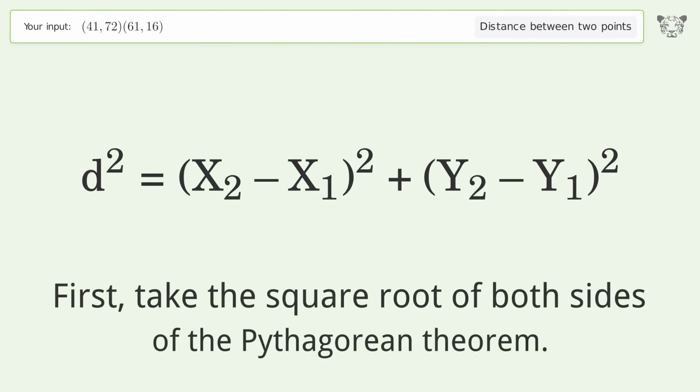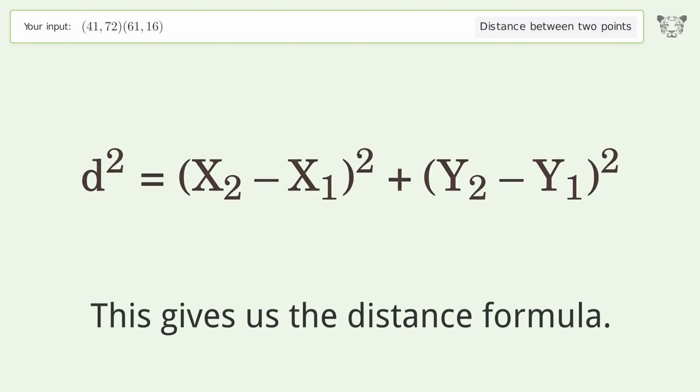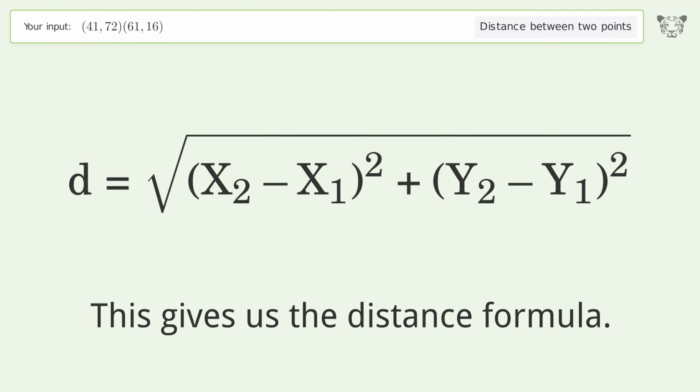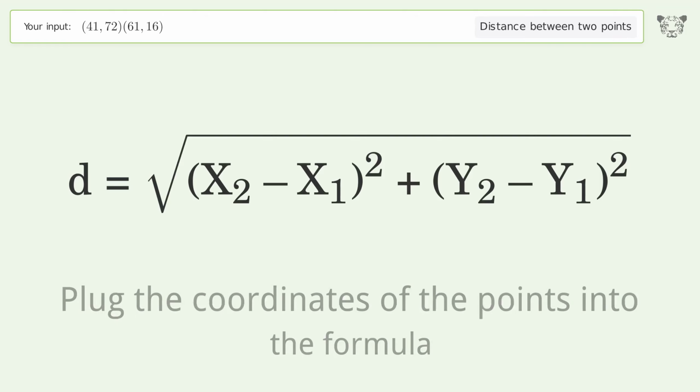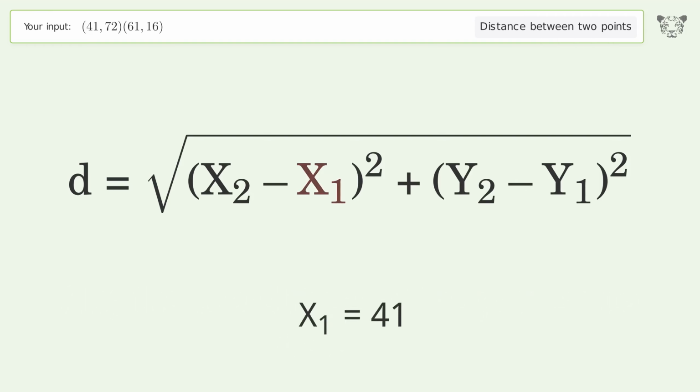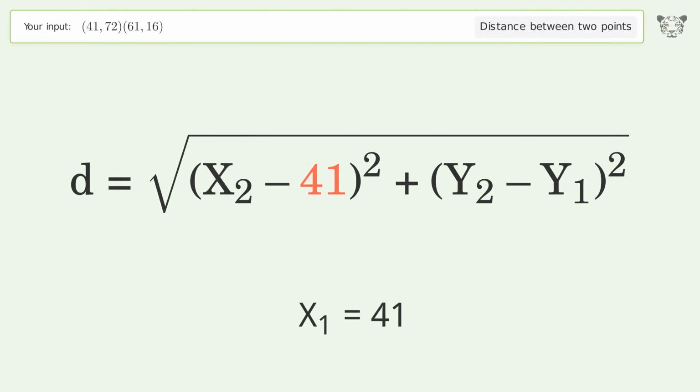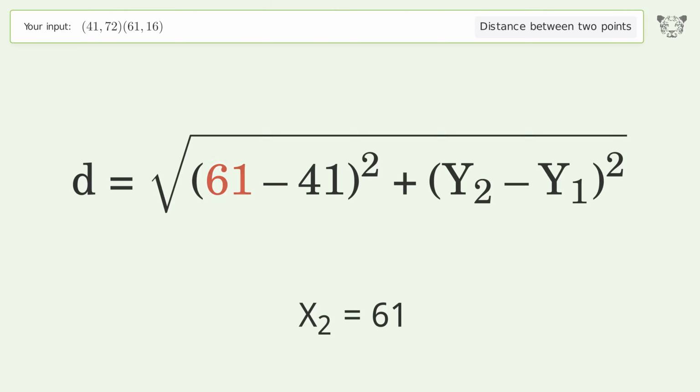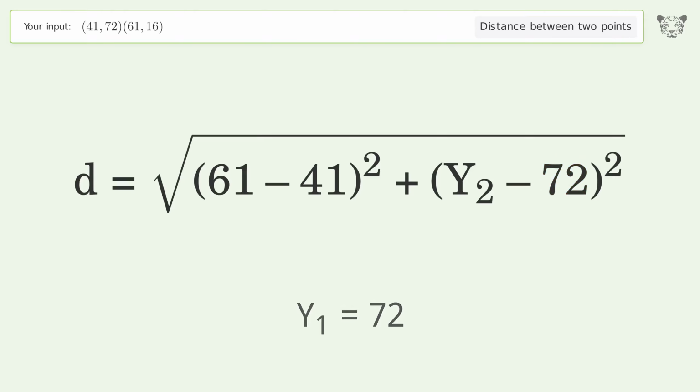First, take the square root of both sides of the Pythagorean theorem. This gives us the distance formula. Plug the coordinates of the points into the formula. x1 equals 41. x2 equals 61. y1 equals 72. y2 equals 16.